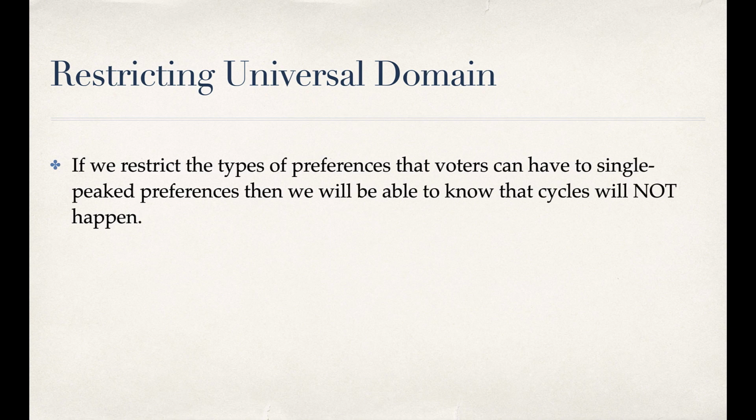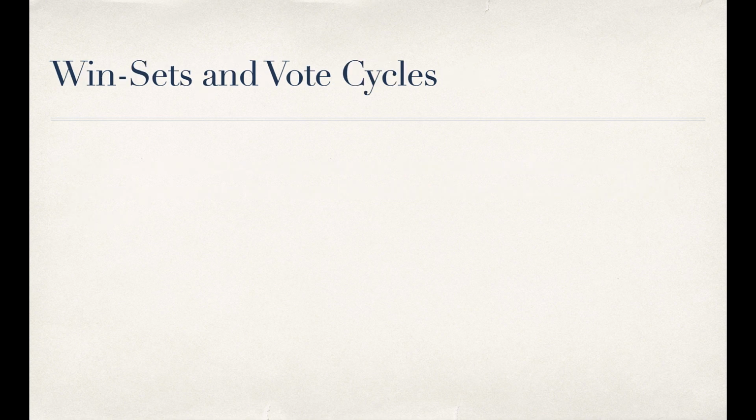But remember, way back in an earlier screencast, we said that if we restrict universal domain, if we don't require that property of Arrow's theorem to hold, and we have a situation where everyone does have single-peak preferences, then we won't get a Condorcet vote cycle. We will always get a Condorcet winner. All right, so let's back that up.